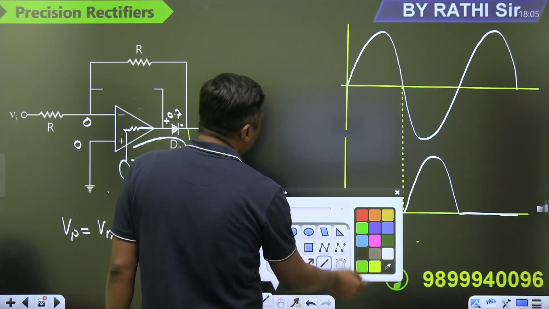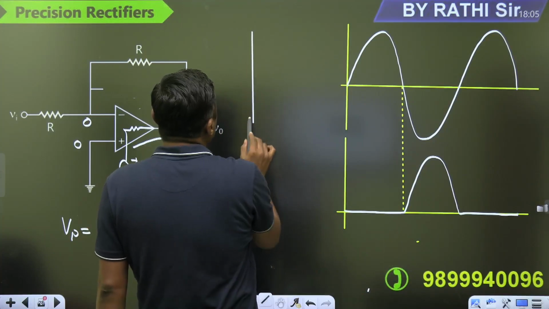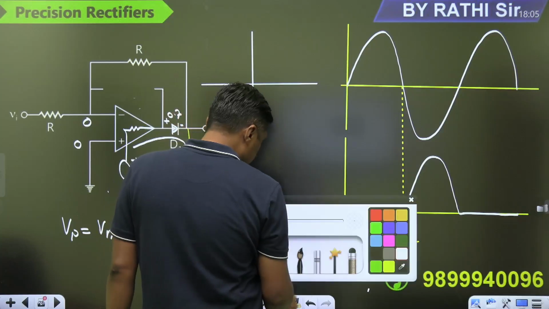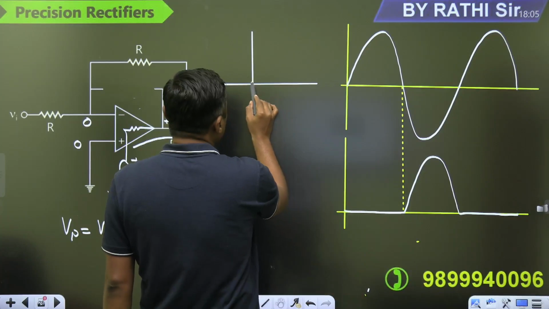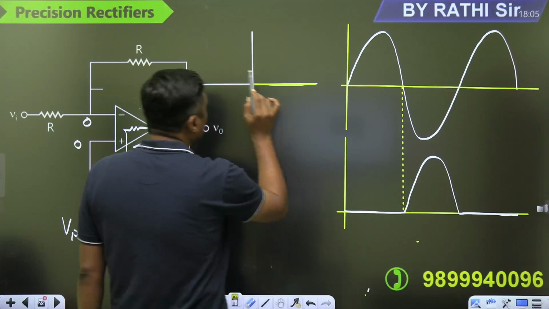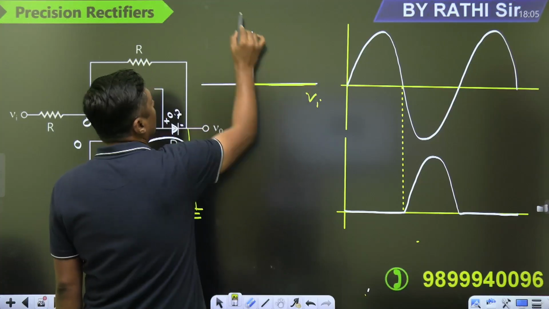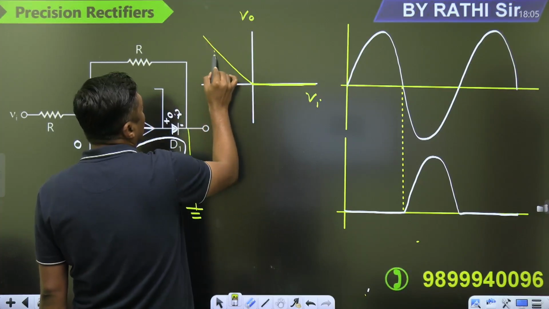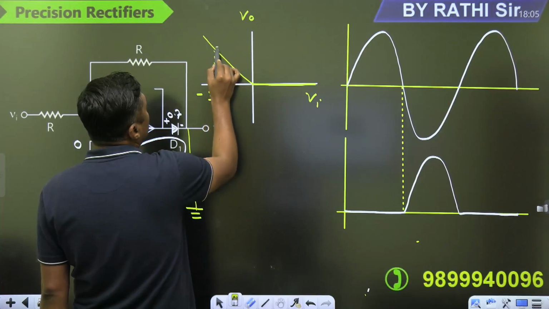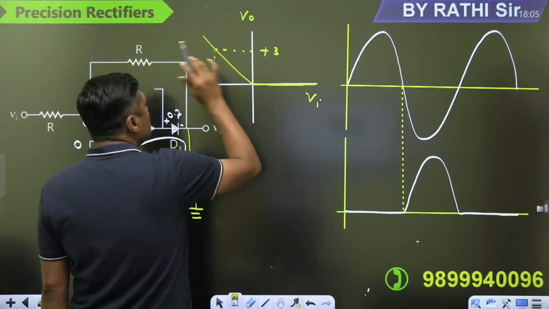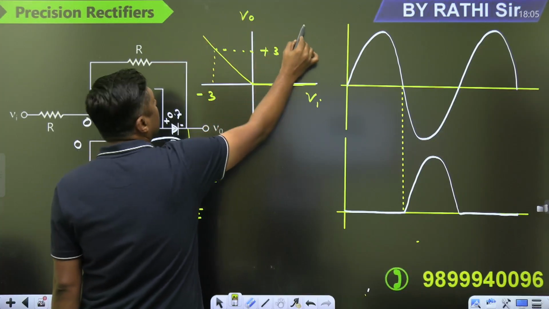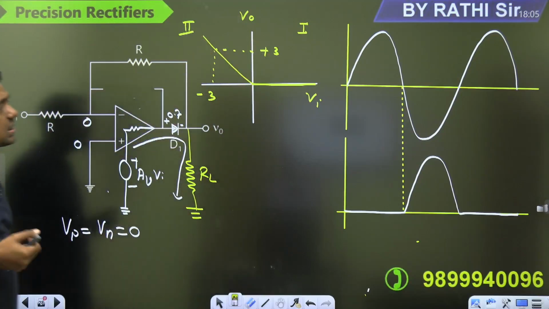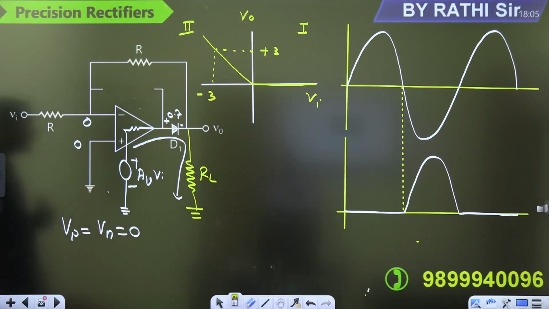So what type of transfer curve will we get? For the positive half, what is the output? 0. For the negative half, this is the Vi, this is the V0. For the negative half, we are getting the positive output. For example, if the input is minus 3, you will get the output plus 3. So this is the transfer curve in the second quadrant. In the second quadrant, we are getting the output. So this is an inverting half-wave rectifier.